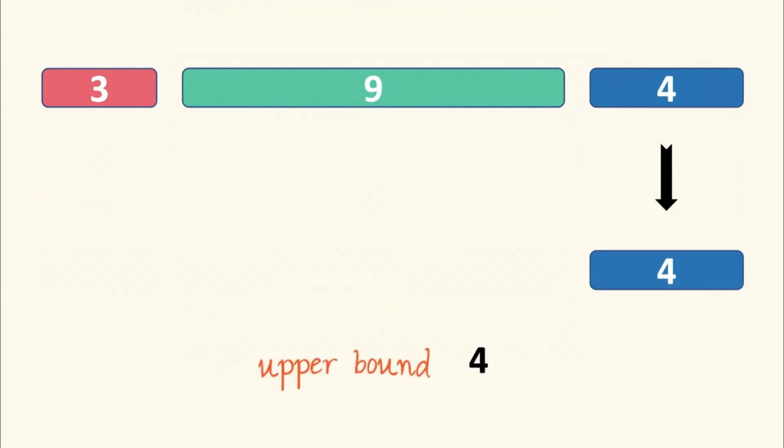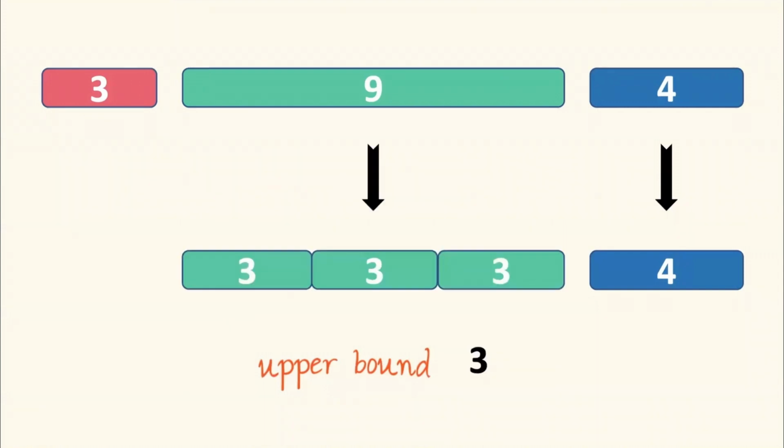Let's see how. Your initial upper bound is 4. Now if you divide 9 into 3 values, all of them equal to 3, then you have to perform only 2 operations and your upper bound will become 3. Now for the next value, which is 3, you won't have to perform any operation as it is already less than or equal to the current upper bound.